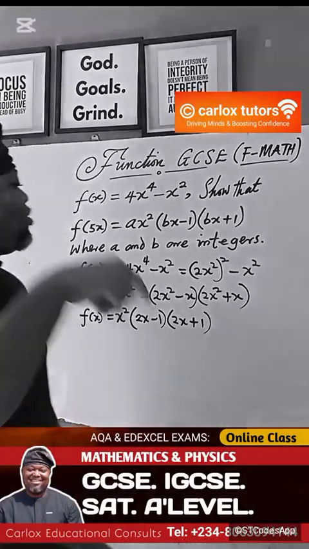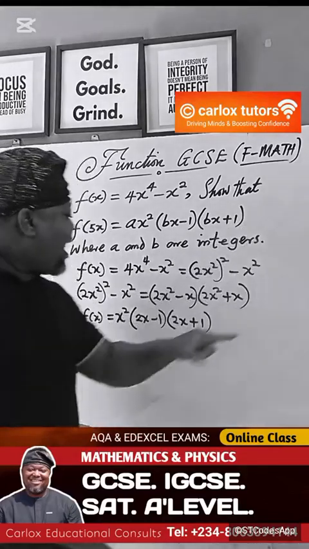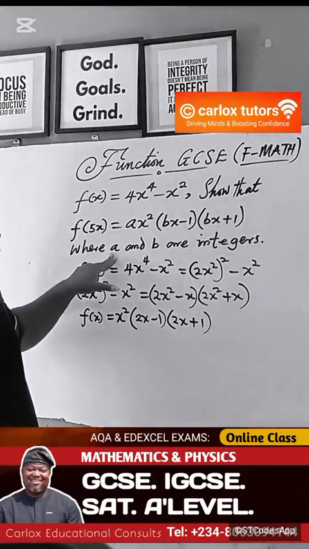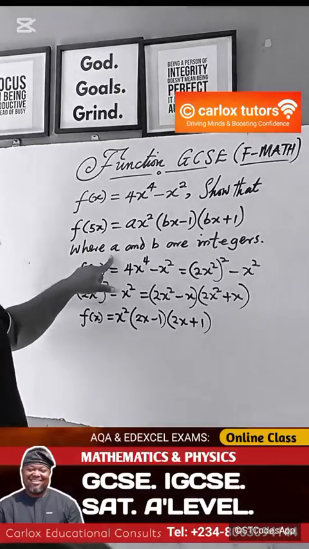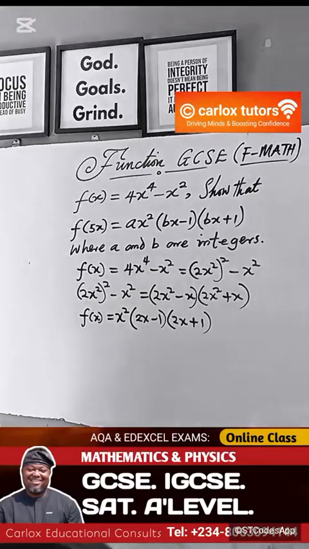We are now asked to show that f of 5x is equal to this. And we're now asked to find the value of a and b. That's to say, where a and b are integers. That's what is a and b. So let's go ahead now.